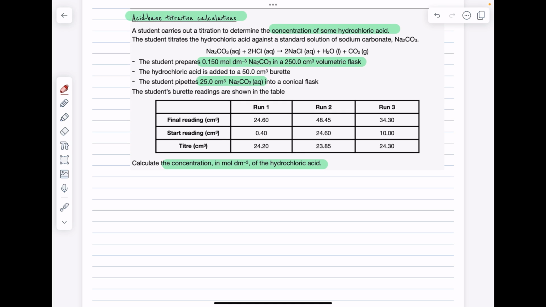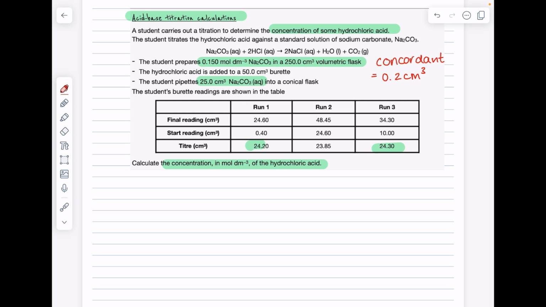Before we can get going using my favorite table, we do need to find out the volume of hydrochloric acid used. And this is where it's very important that we use concordant results. Just check the titer here. So this is really the difference in these two numbers. You're looking for results which are within 0.2 cm³ of each other. So look through your titers. It's going to be run 1 and run 3.